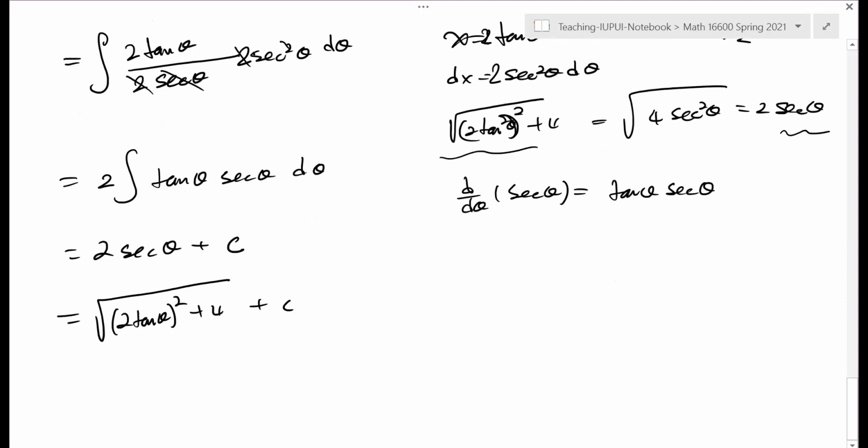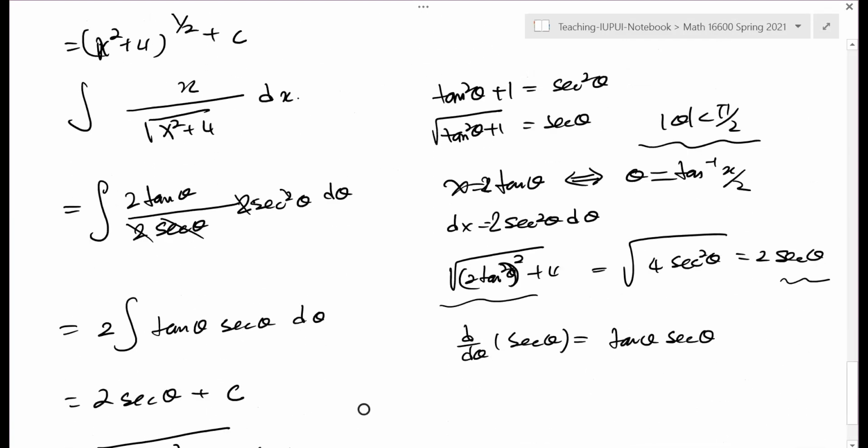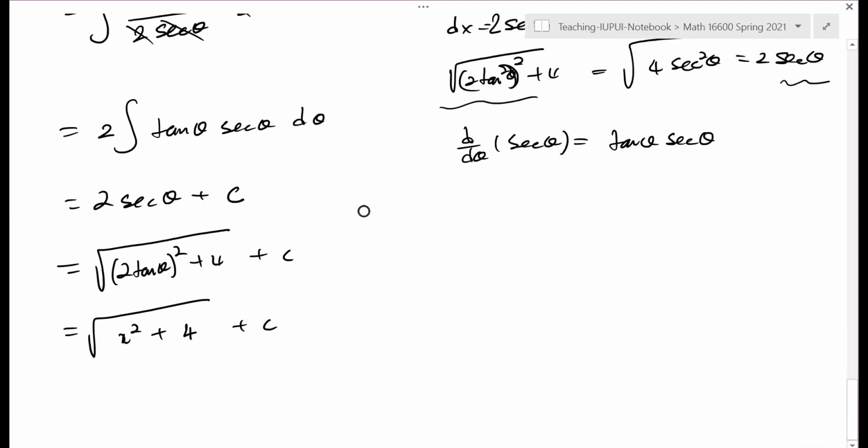Right? And then we know that this is going to be x equals 2 tangent theta. Let's get constant. But this looks more complicated than the traditional substitution. Sometimes, if you use a trigonometric substitution, it becomes more complicated. It's possible.